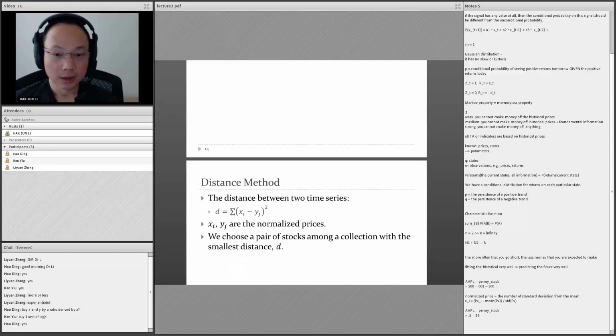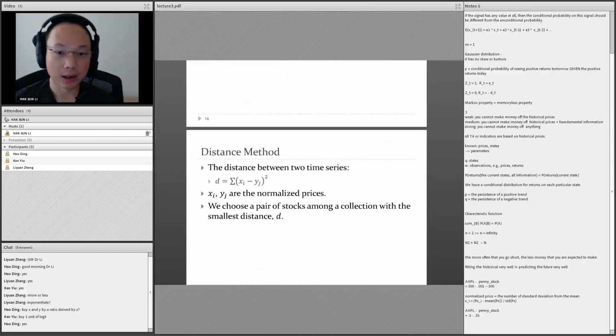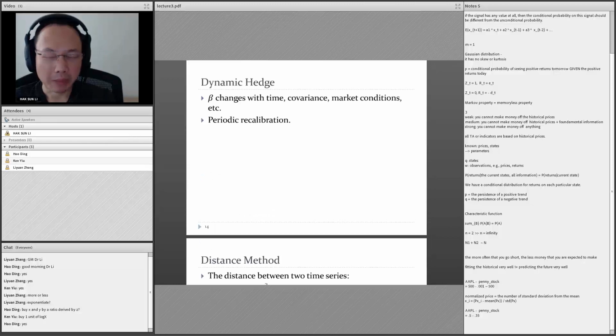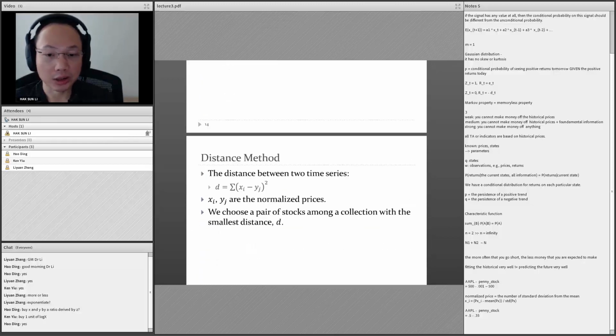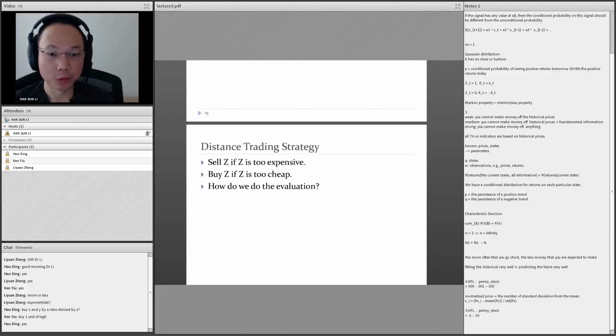Okay. So the strategy. Here we talked about how we construct a pair by choosing beta, and then among all the pairs possible, we choose the closely related one. Then the next question is how do we trade? One very simple thing is, when Z goes up you sell, when Z goes down you buy. For example, when Z is above 2 standard deviations from the long-term mean, you sell. When Z is below 2 standard deviations, you buy.